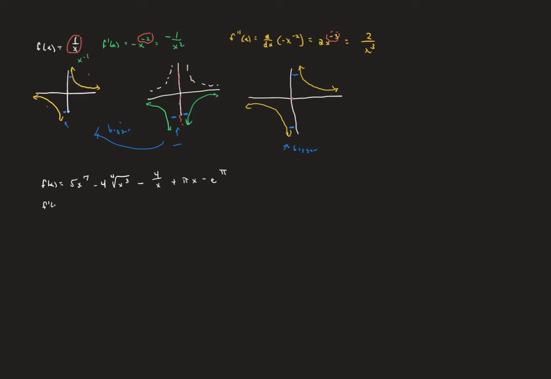So let's find f prime of x. Using our power rule, the 7 will come down and hit the 5. That's 35. We'll subtract 1 from the exponent. That's going to be 6.